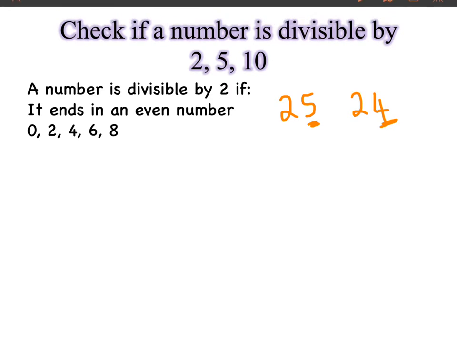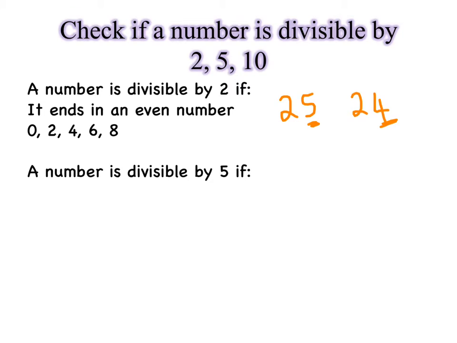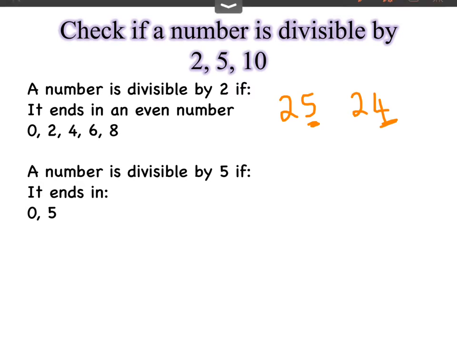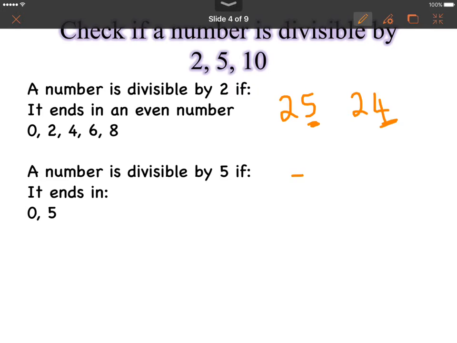Okay, so next, a number is divisible by 5 if it ends in 0 or 5. So for example, 50 would be divisible by 5 because it ends in a 0, and also 75 will be divisible by 5 because it ends in a 5.